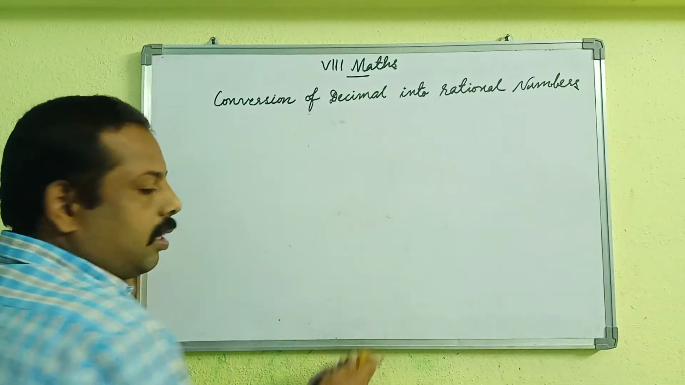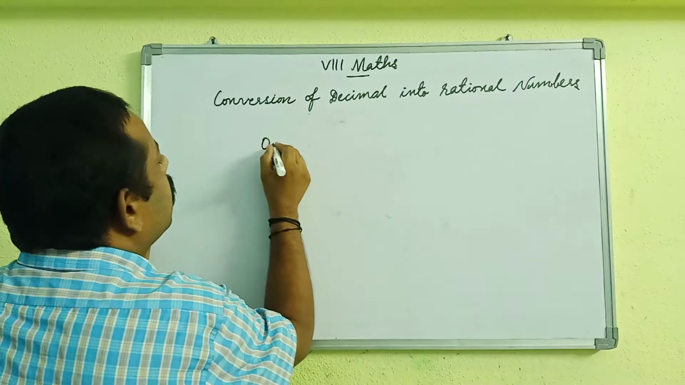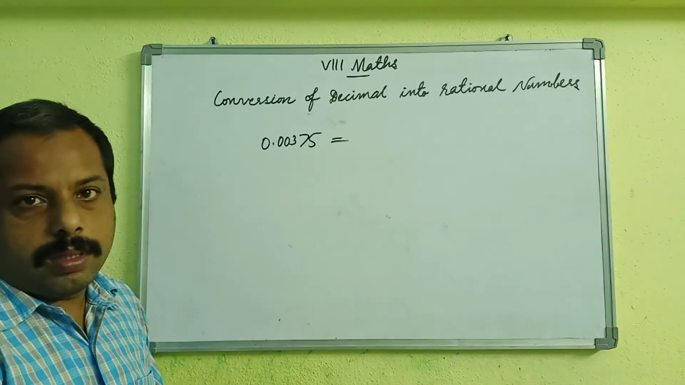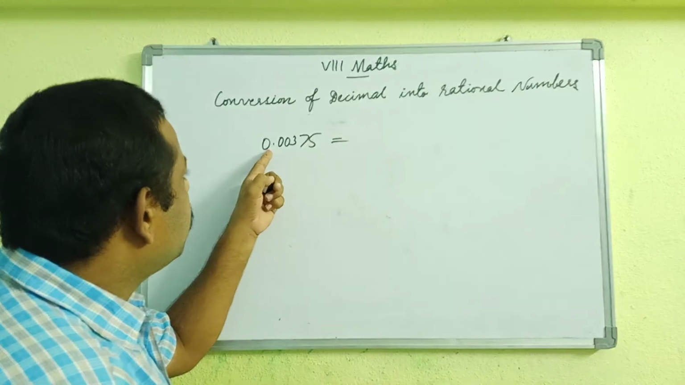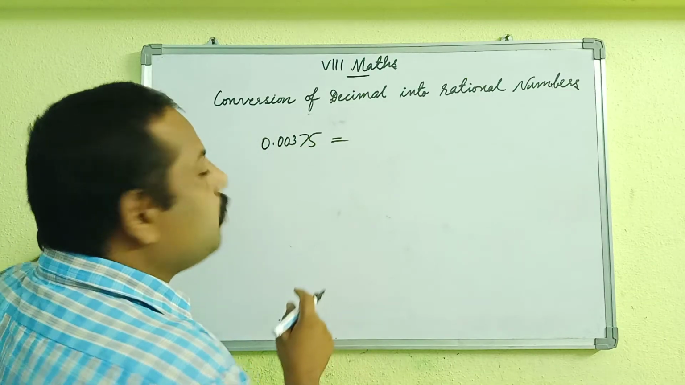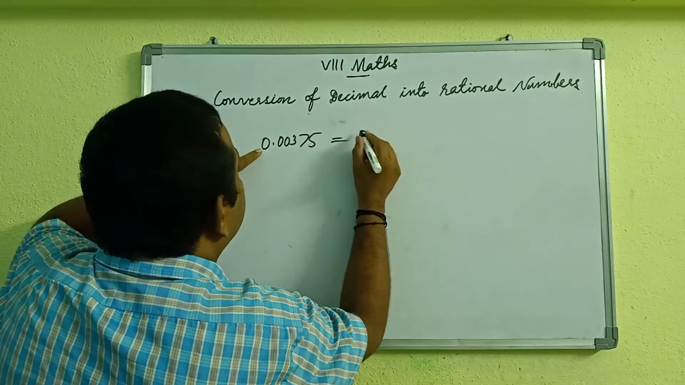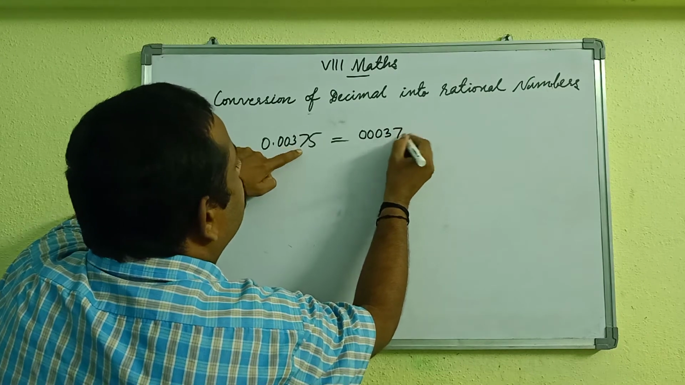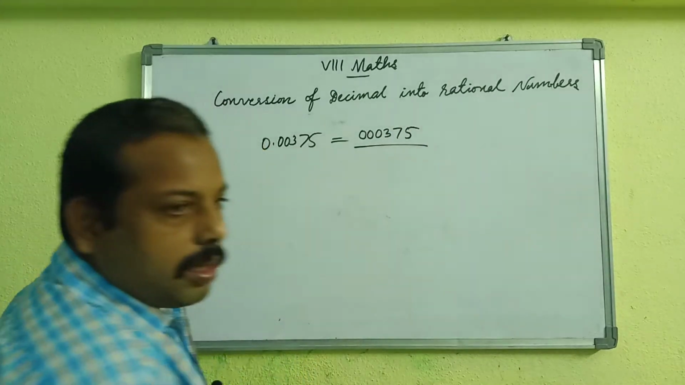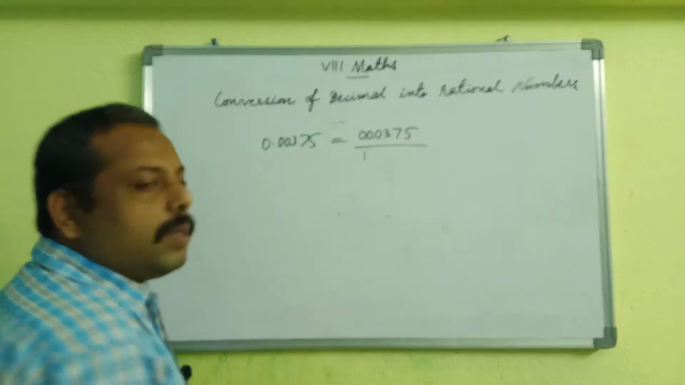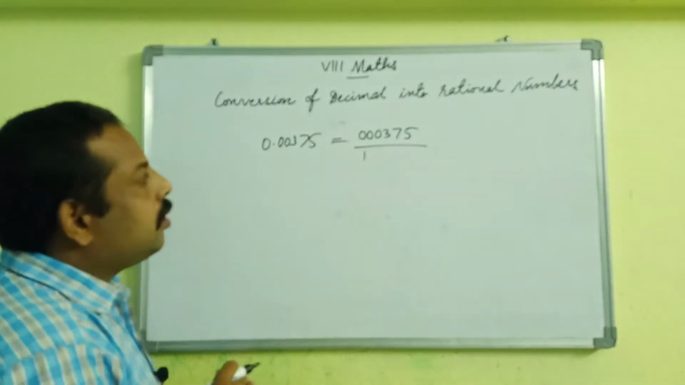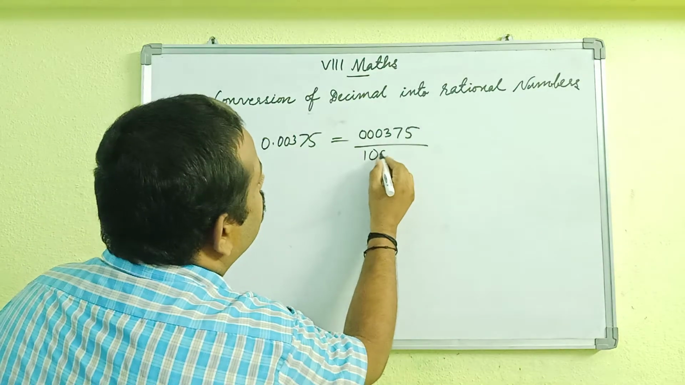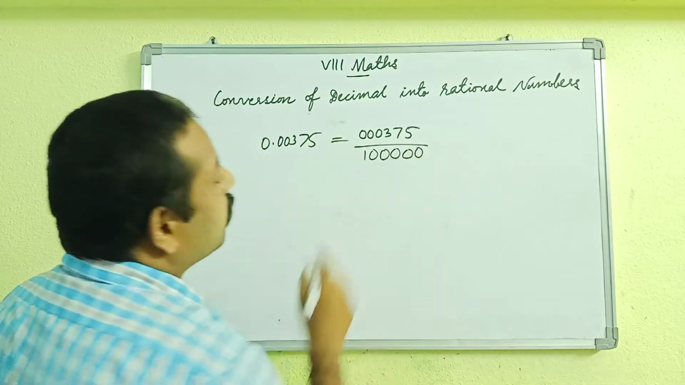Now in the same way, if our question is to convert 0.00375 into a rational number, what did I tell you? After the decimal point, the number should be written without the decimal point. How will you write? See, 0, 0, 0, 3, 7, 5 divided by 1, you keep always. Now count the decimal places: 1 2 3 4 5.